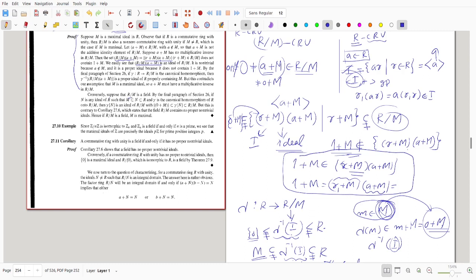Now conversely, we assume that R over M is a field. Then you can prove that M is a maximal ideal.